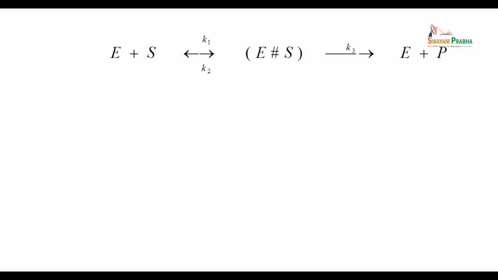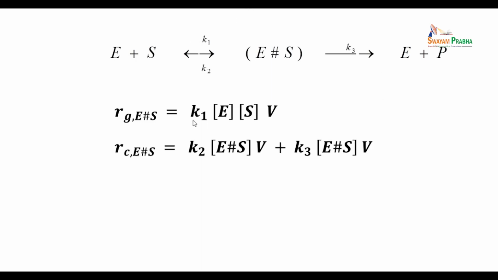Okay, let's go back to this. We had enzyme plus substrate giving you reversibly an enzyme substrate complex and irreversibly an enzyme and the product. The rate of generation of the enzyme substrate complex, we're going to focus here, is nothing but K1 into the concentrations of enzyme and substrate into the volume.